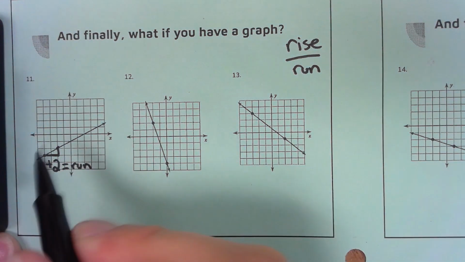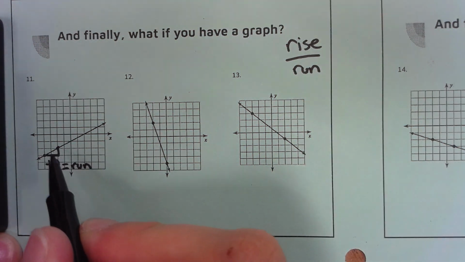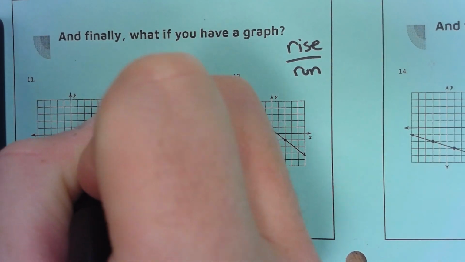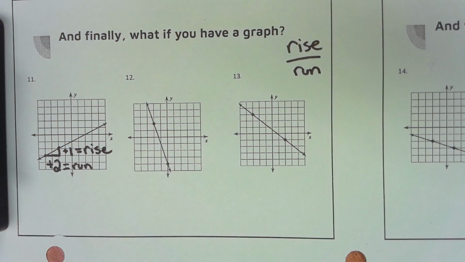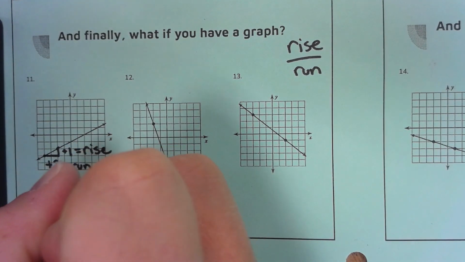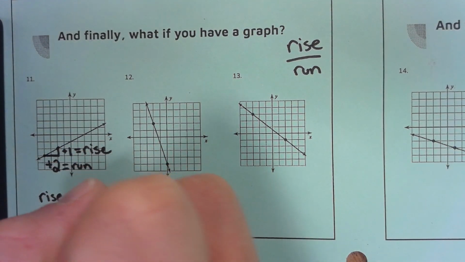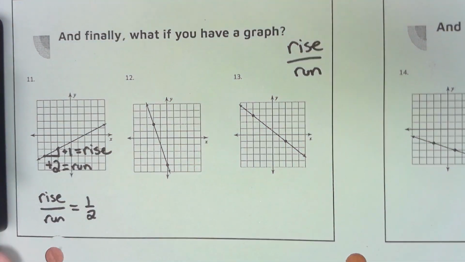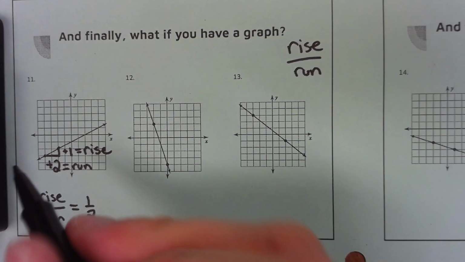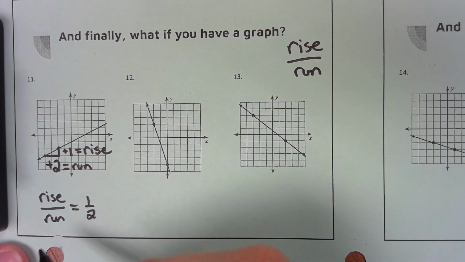And then from that bottom point, I go right 2, and then I have to go up 1. If I go up, that is a positive value. So our rise here is a positive 1. The run is a positive 2. Thus, our slope, rise over run, is a positive 1 divided by 2, which is 1/2. Okay, so with this case, I started with the bottom point and went to the top.